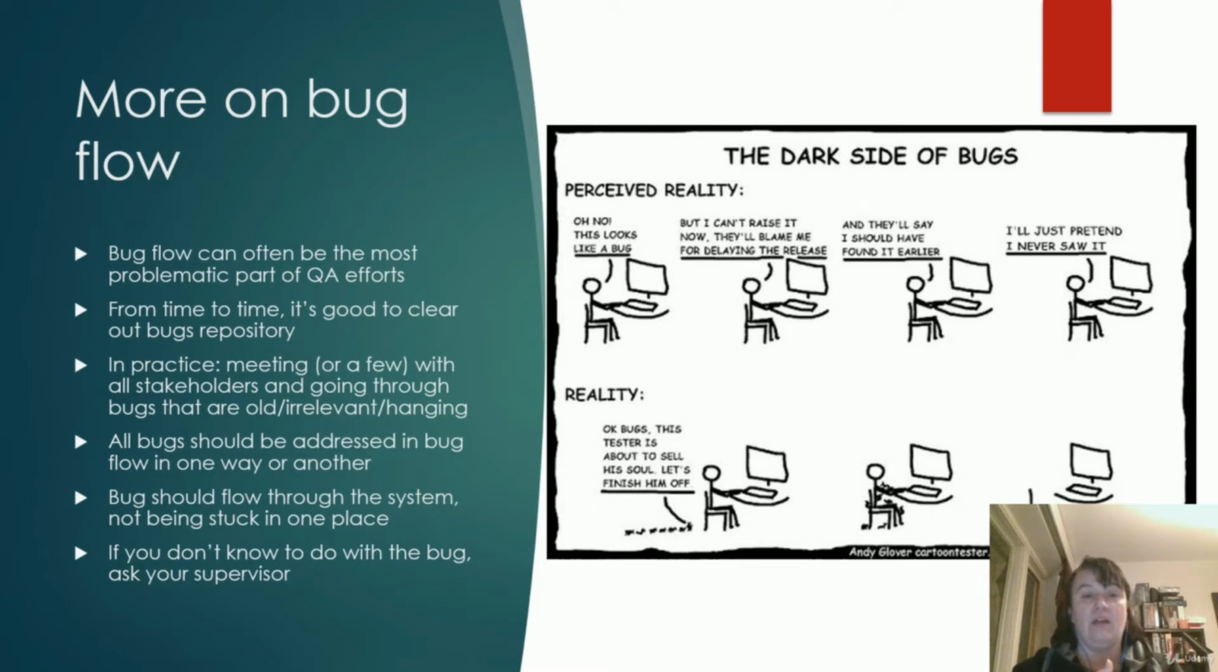That means that they should go through the system and shouldn't be stuck in some place, and if they are not fixed, they should be in an admin status like postponed, cancelled, not a bug, or invalid. So they should be in some state showing that this bug is addressed, and not stuck somewhere waiting for somebody to look at it or do something with it. And a good rule of thumb: if a bug is assigned to you, or if you encounter some bug and you don't know what to do, ask. Ask your supervisor, ask a person working with you.